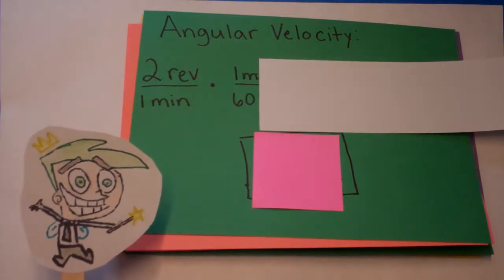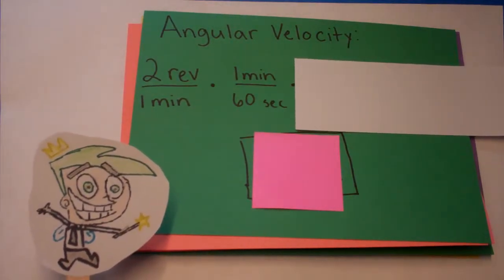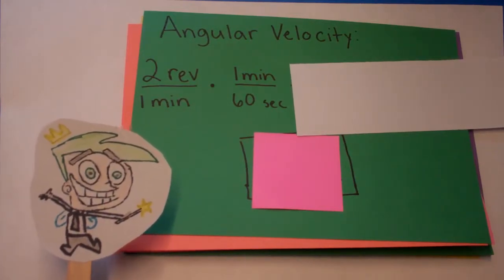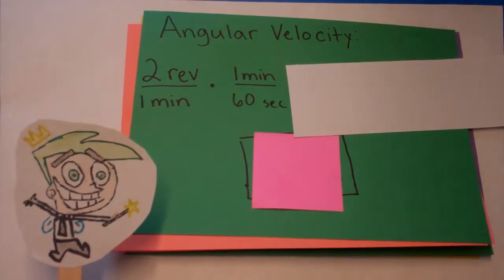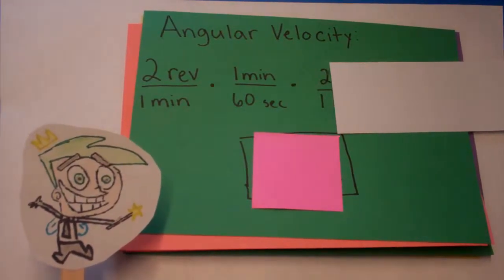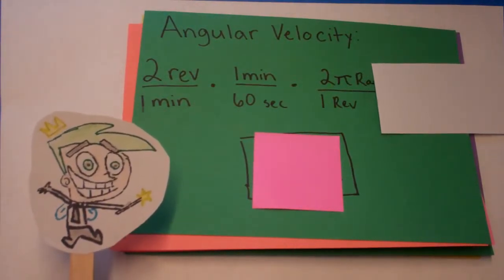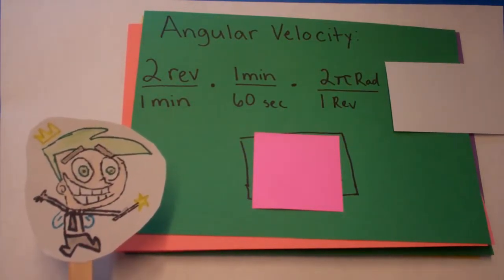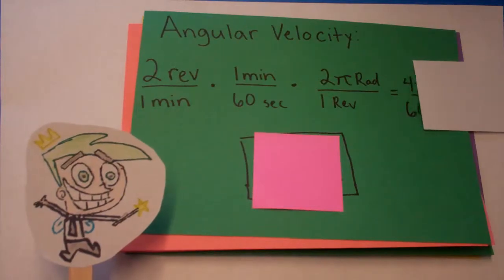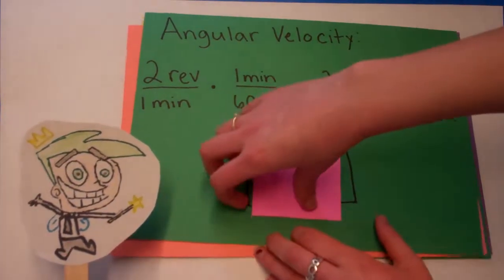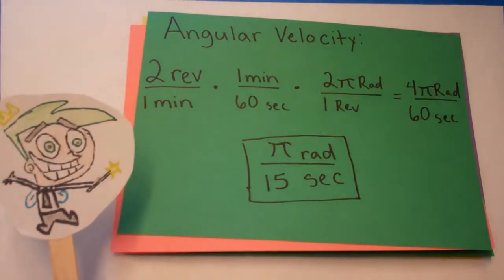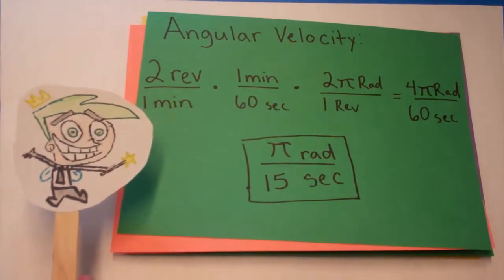To do this, multiply 2 revolutions over 1 minute by 1 minute over 60 seconds. This way, the minutes will cancel, leaving only 60 seconds in the denominator. Next, the revolutions must be converted to radians, so multiply the 2 revolutions over 60 seconds by 2 pi radians over 1 revolution. This results in 4 pi radians over 60 seconds, which can then be reduced to pi radians over 15 seconds. This is the angular velocity in radians per second."